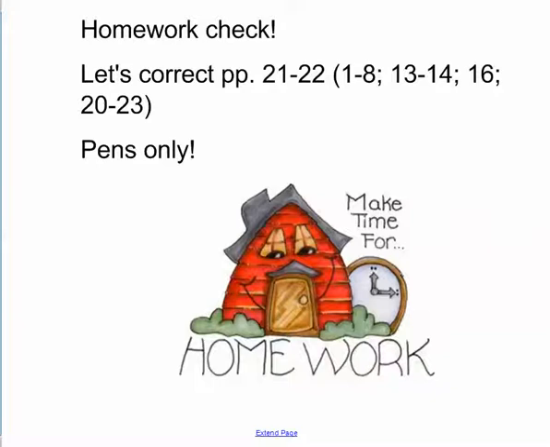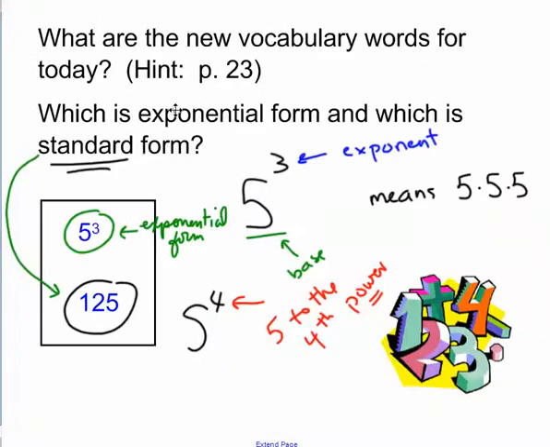All right, then we checked your homework. And then we looked at some new vocabulary words, and most of you knew in 5 cubed, or 5 to the 3rd power, this is exponential form. This is standard form, the regular way you write the number. The 5 in this case is called the base. The 3 is an exponent. And what this 3 means is use that base as a factor 3 times. So you multiply 5 times 5 times 5 to get the 125.